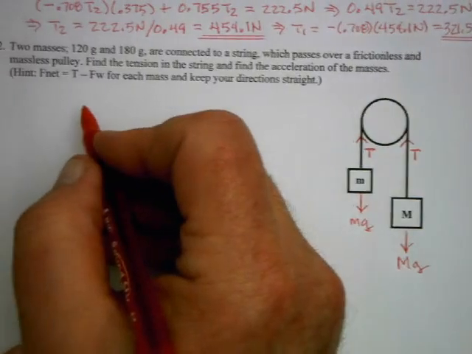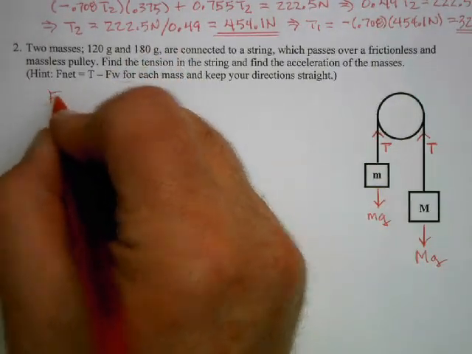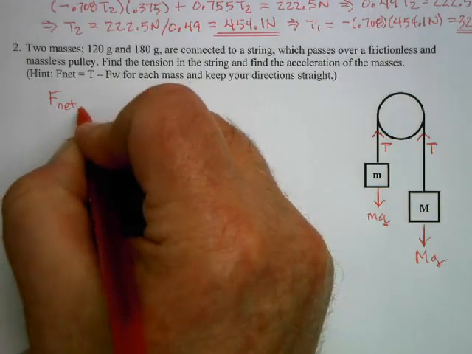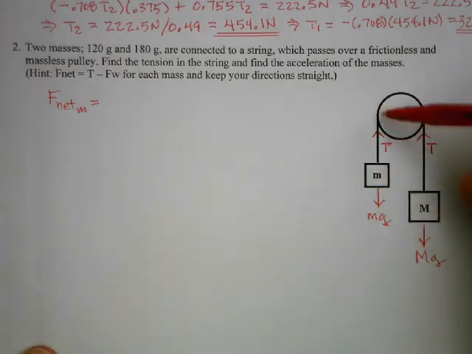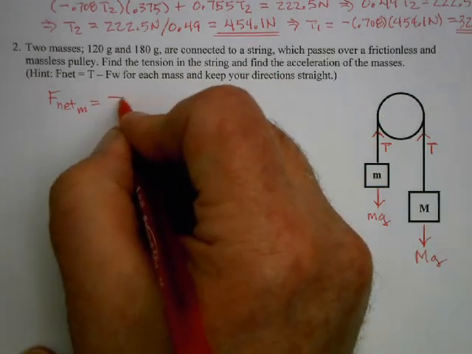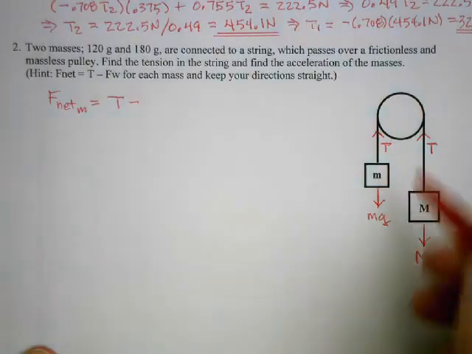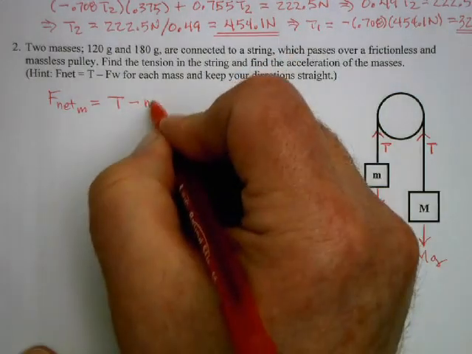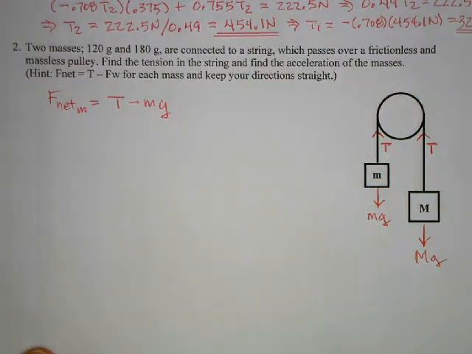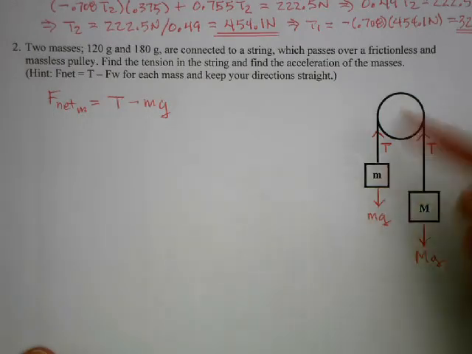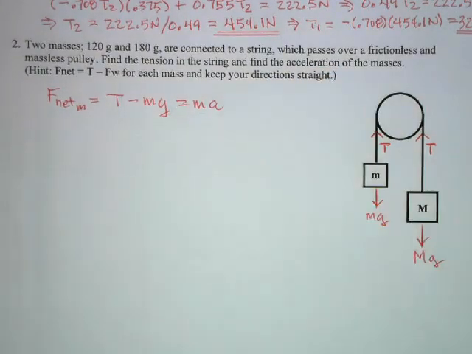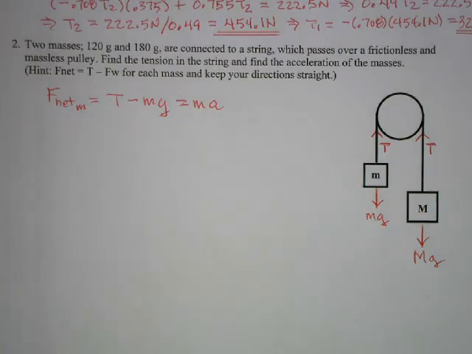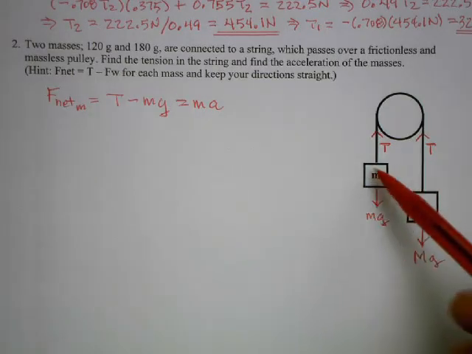So F net for the little m. Again, I'm assuming this one's bigger. It's going to pull down, which means this one's going to pull up. So T is going to be more than the weight. There is a net force in this case because things went from rest to in motion, and they're going to speed up the further they move. And so, since there is a net force, we can say that about this mass as its mass times its acceleration, F equals ma.